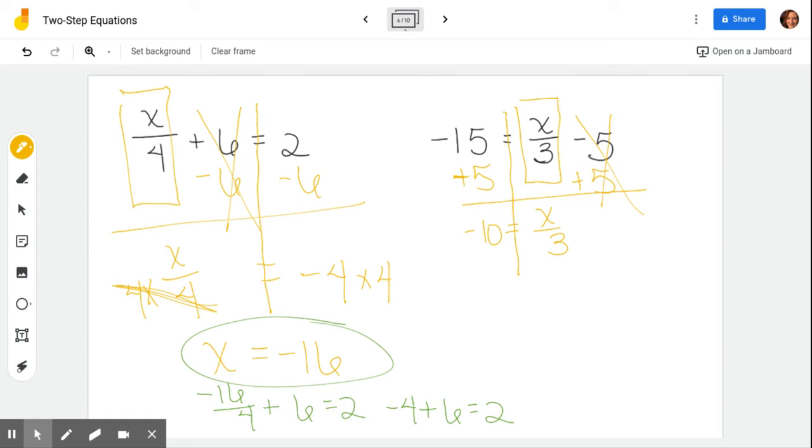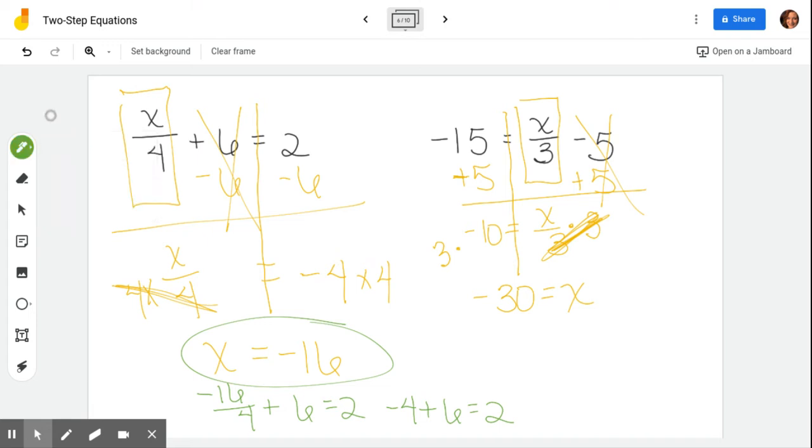Back to my variable part on the right side. I see divided by 3. The opposite of dividing is multiplying. So I'm going to multiply both sides by 3. 3 times negative 10 is negative 30 equals, divided by 3 times 3, it's like it never even happened. If I separate them into groups and then bring them back together, it's like it didn't even exist. So that's just my x. I think my answer is negative 30.